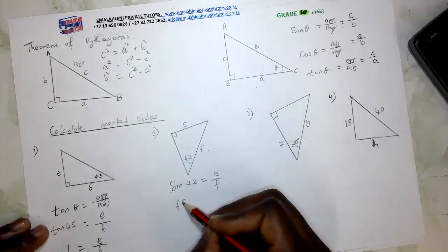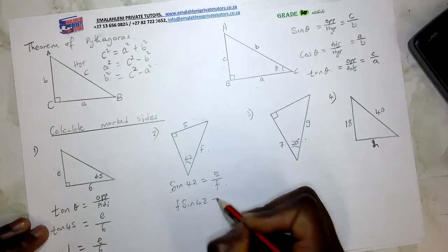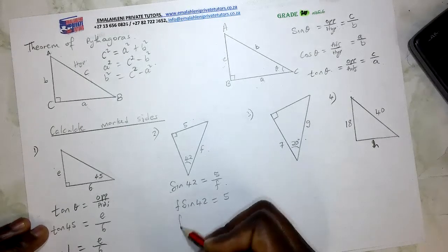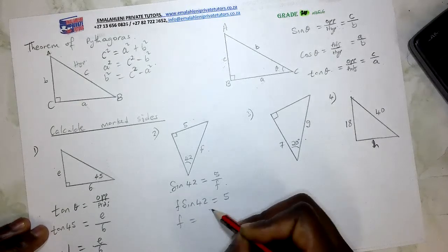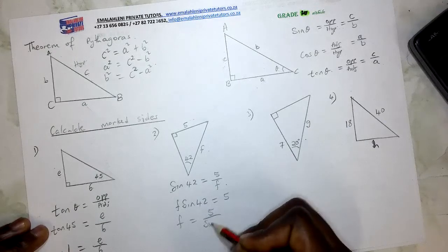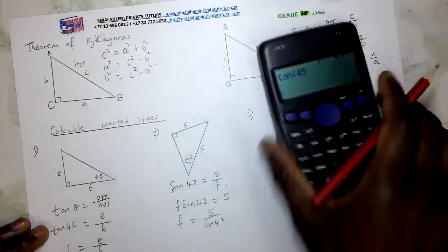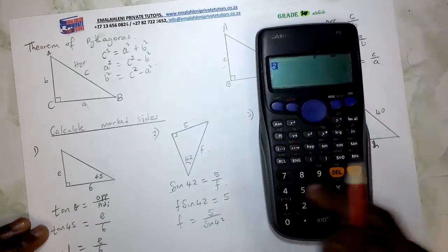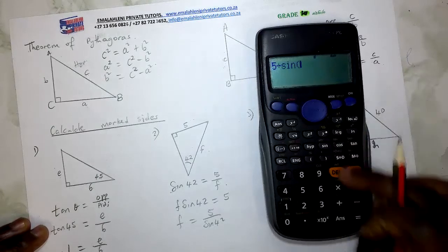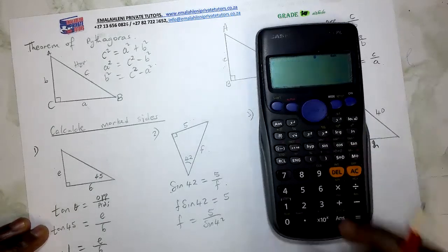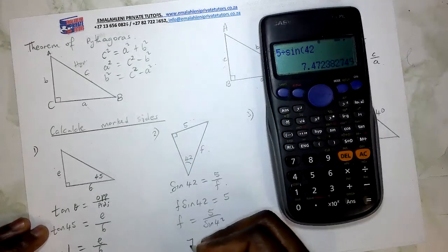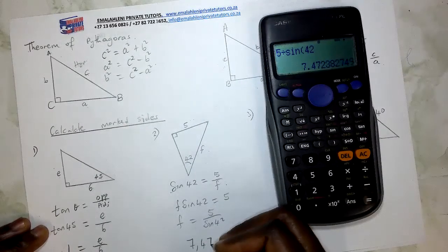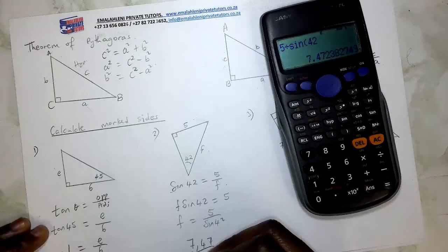F sine 42 is going to be equal to 5. Then F is going to be equal to 5 over sine 42. And what is 5 divided by sine 42? What do we get? We get 7,47 units. So that's what we have there.